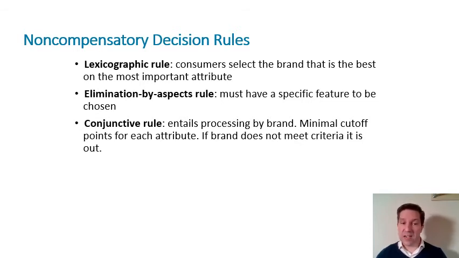Okay, now there are different ones because there are different rules that are used by consumers. So I'm going to walk you through some of the basic ones. The first one is lexicographic rule. What this essentially means is that there is only one attribute that matters. So for example, for me, only size matters.